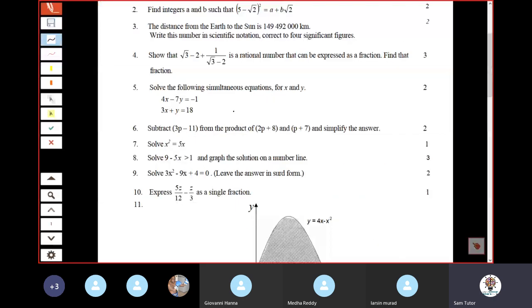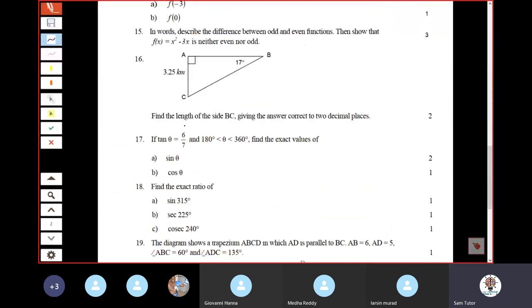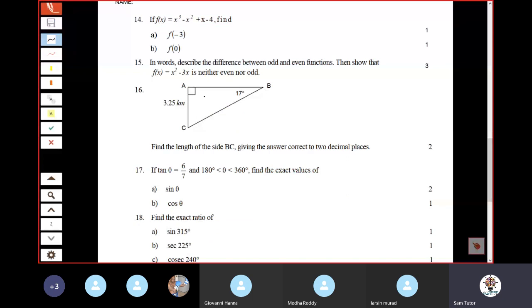Can you guys go ahead and do these, please? We'll start with question 16. So that's a simple SOHCAHTOA question. Find the length of side BC. X. Opposite over hypotenuse. I'll leave that with you. Please do that. If you don't know where to start, just let me know. I'll start you off.